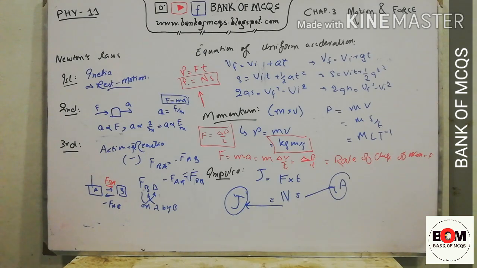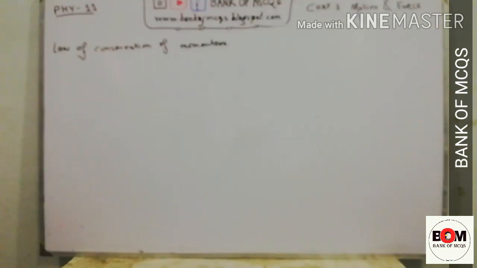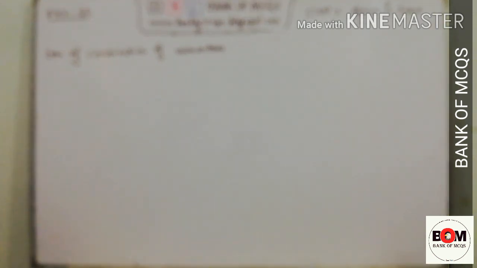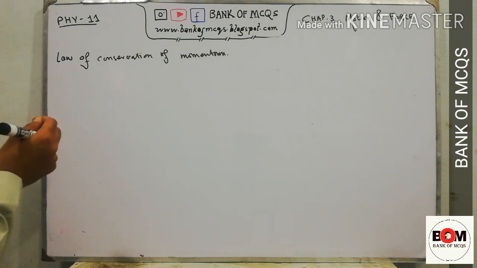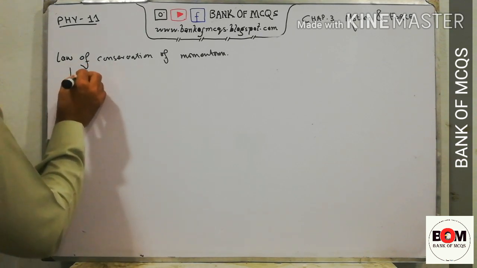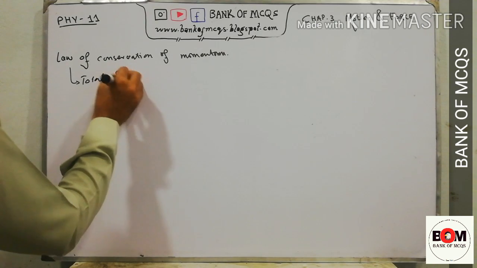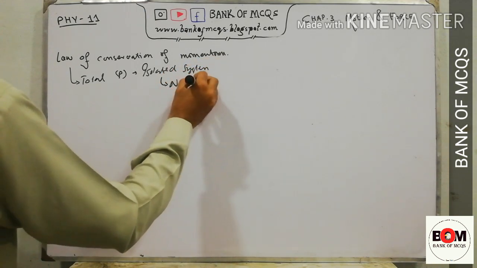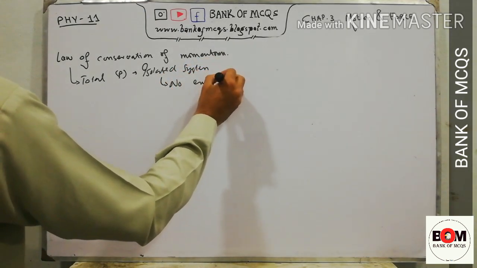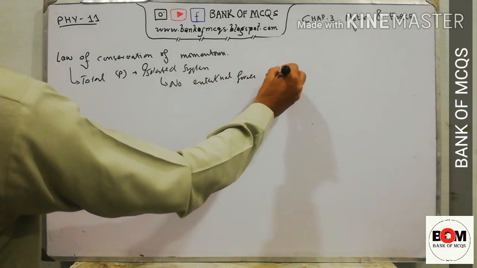So this was the point. The next thing is the law of conservation of momentum, and with it we will discuss elastic and inelastic collisions. I will write the equation directly, or maybe I will explain how it comes about. The law of conservation of momentum states that the total linear momentum of an isolated system remains constant. Isolated system means that no external forces act on it.